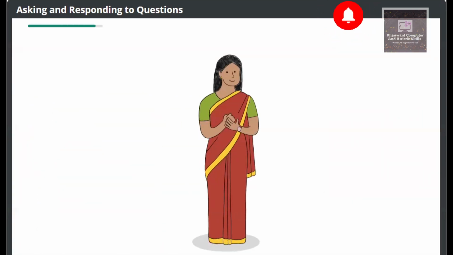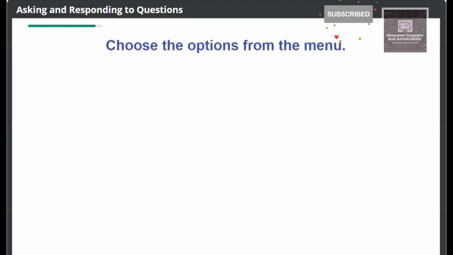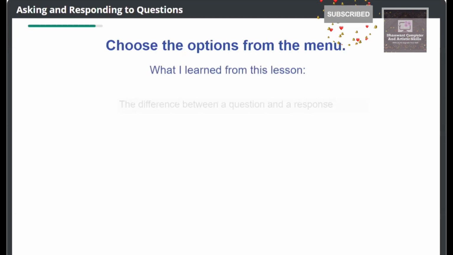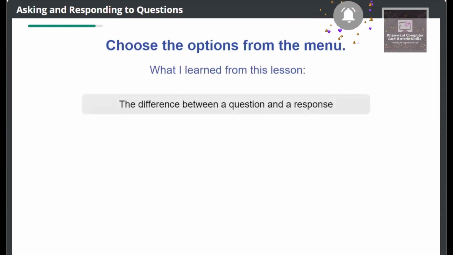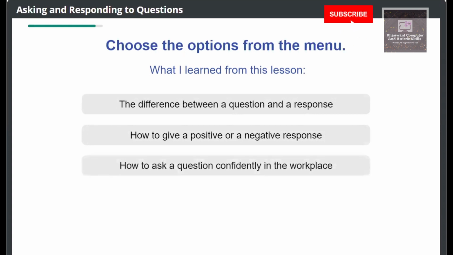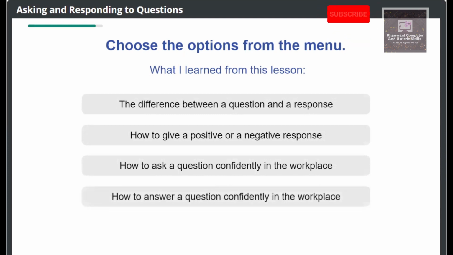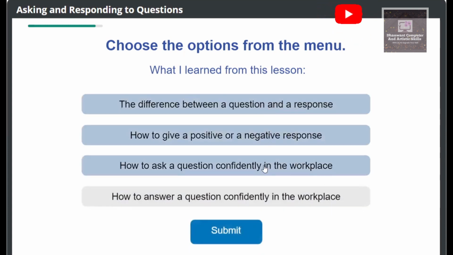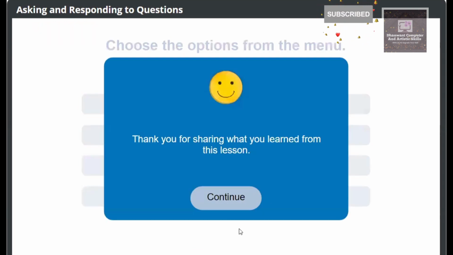Now that we have completed the lesson, share what you have learned from this lesson. Choose the options from the menu. What I learned from this lesson. The difference between a question and a response. How to give a positive or a negative response. How to ask the question confidently in the workplace. How to answer a question confidently in the workplace. Thank you for sharing what you learned from this lesson.